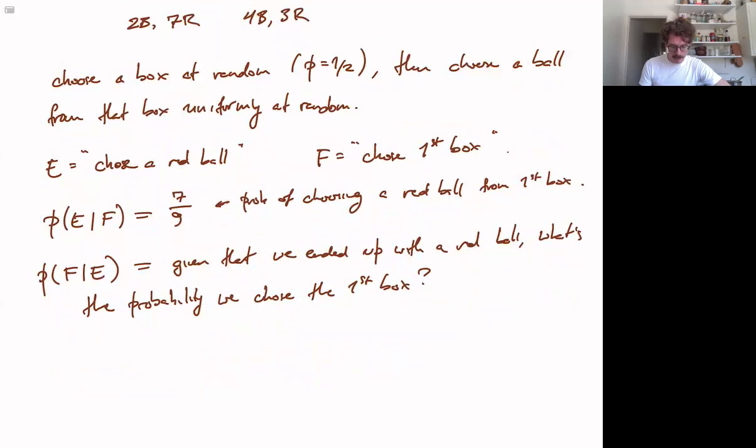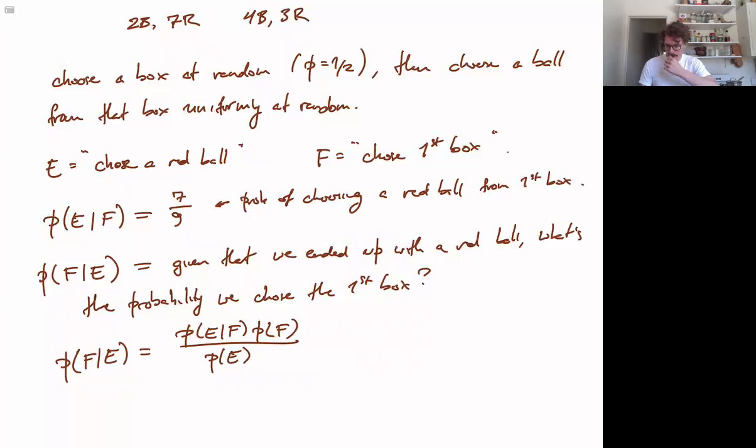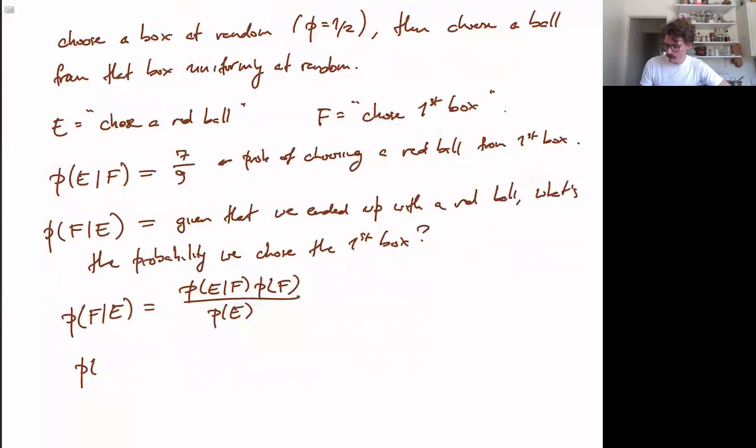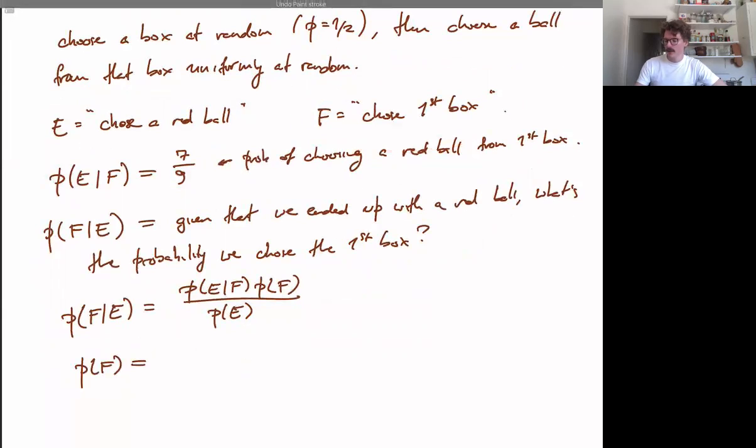So of course we will use Bayes' theorem. So the probability of F given E is the probability of E given F times the probability of F divided by the probability of E. So we just need to compute each of these three things. So this one we've computed, no problem. What is the probability of F? So F is the event that we choose the first box. And like we said, we are choosing that thing at random with probability 1/2. So P of F is 1/2.